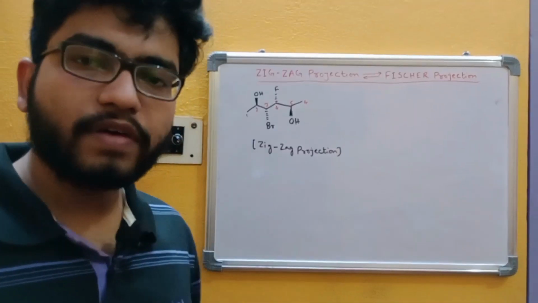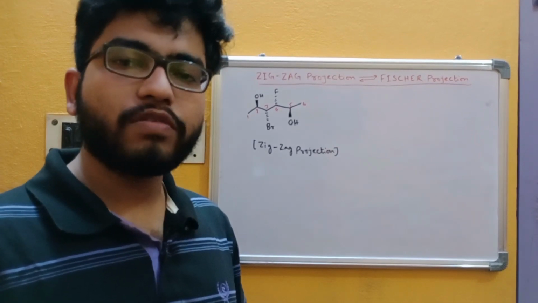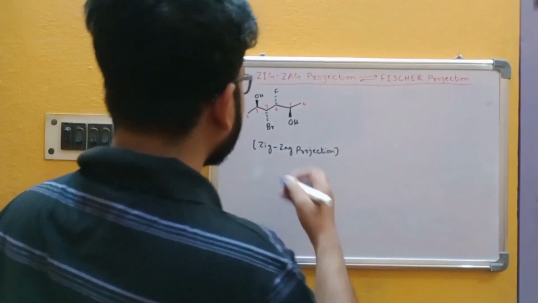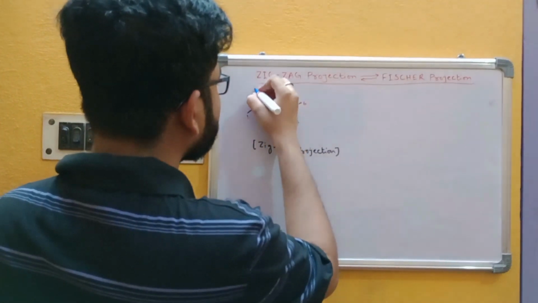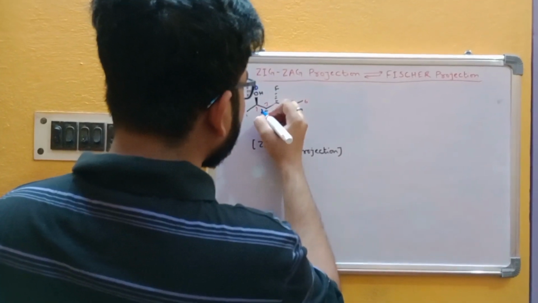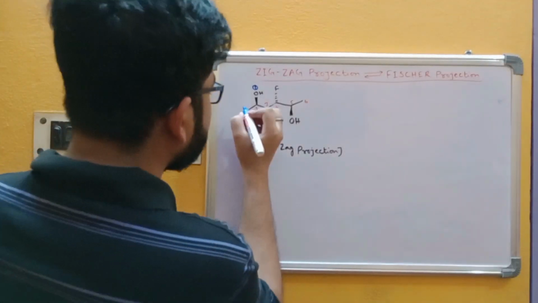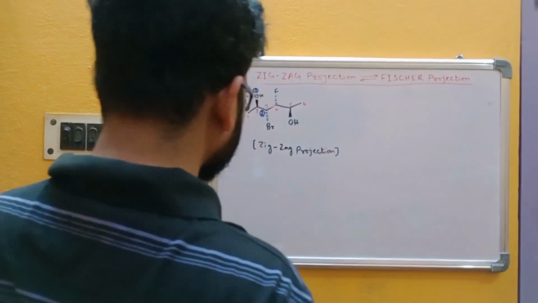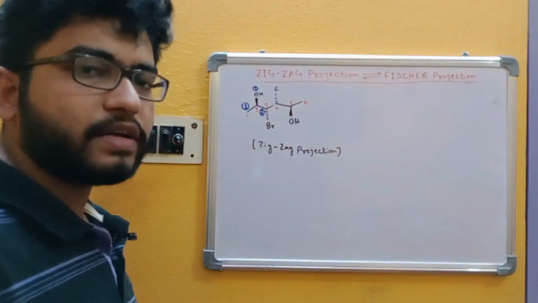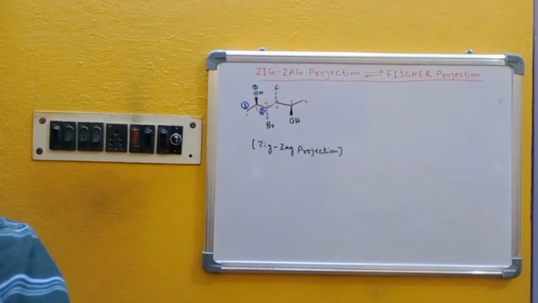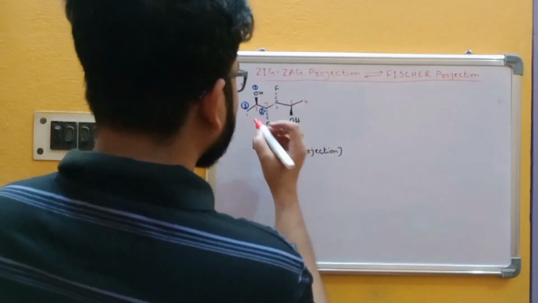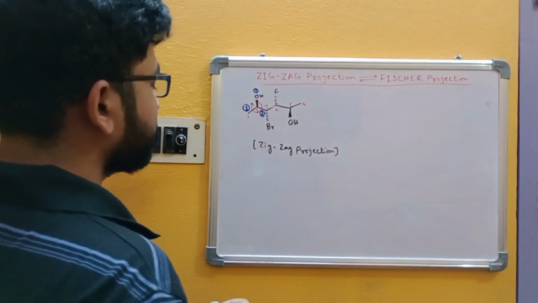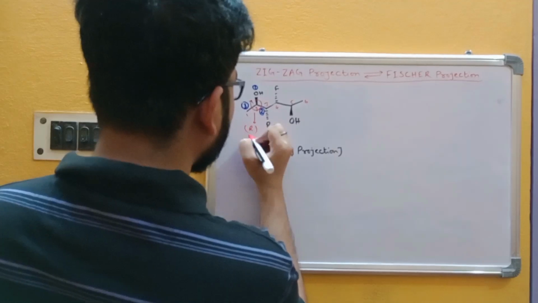In the first step, we have to assign the absolute configuration or RS configuration in this 2 numbered carbon. So we have to assign the priority sequence first. This is 1, this is 2 numbered group, and this methyl has 3rd priority. And the hydrogen has the least priority, that is 4. So if we assign RS configuration, that should be 1, 2, 3, and that is clockwise direction. So this should be R.